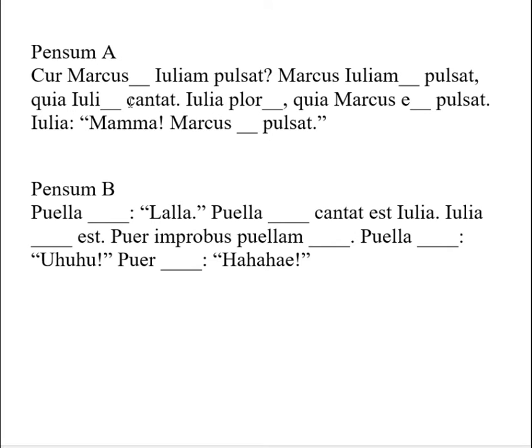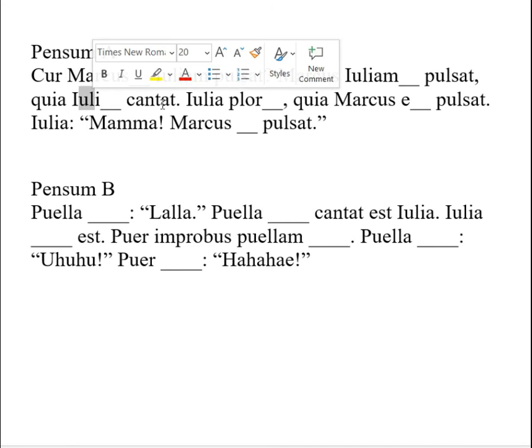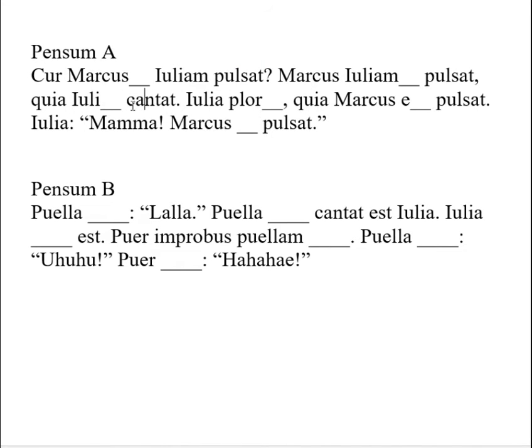Quia Juli something cantat. So cantat is one of those intransitive verbs. It's a verb which doesn't need an object. So in this sentence, we don't actually need an object like we did in the previous two. We can just have a subject and a verb. We have the verb, so what we need is a subject. The only other word can be Julia, so we need to make Julia into the subject, and we do that just by adding an a.